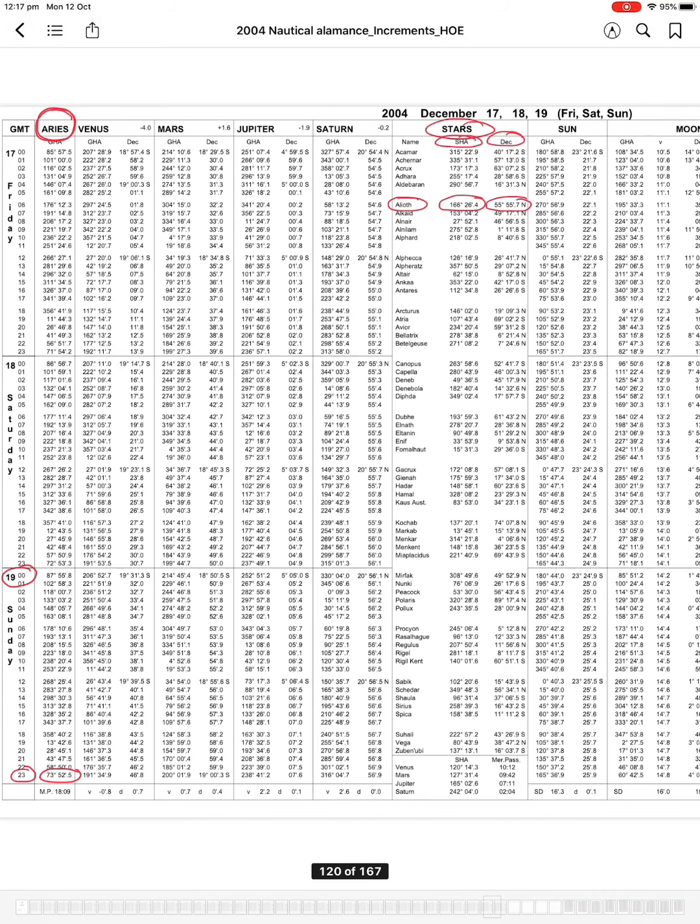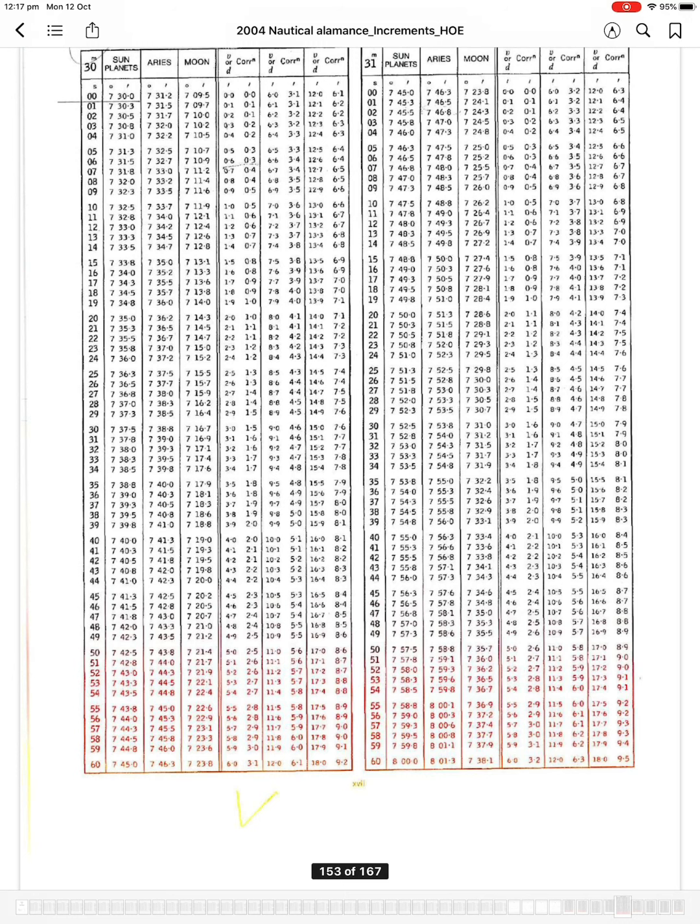So how do I get the increment? The increment is for the minutes and the seconds. So the minutes and the seconds are 31 and 15. So I'll go into the increments page at the back of the almanac. You can see 31 is right here. So 31 minutes is here, 15 seconds is here, and I'll be going under the Aries column. So that gives me an increment of 7 degrees and 50 minutes. 7 degrees and 50 minutes is my increment.